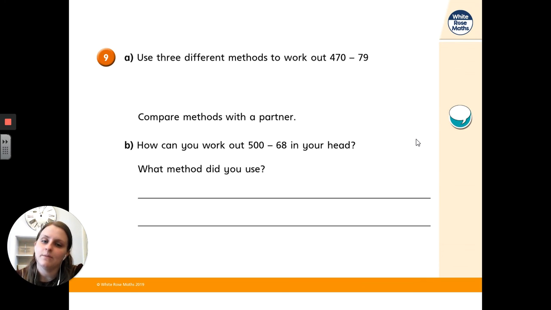And again, same kind of thing. How would you work out 500 take away 68? When we come to look at the answers to this one, the answers to A will help you to work out B and choose which method you think is best.